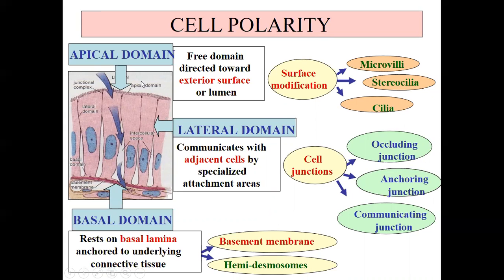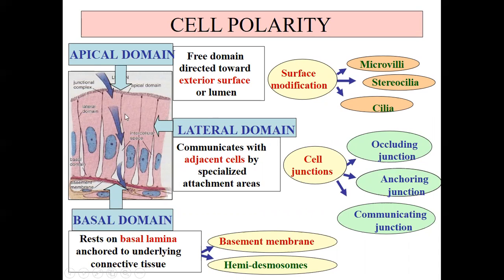Okay. So you can see here we have the apical domain, on the apical surface, and then we have the lateral domain here and the basal domain. The apical domain is a free domain, directed toward the exterior surface, or maybe toward the lumen. For the apical domain, there are three surface modifications that we're going to discuss later: the presence of microvilli, or stereocilia, or maybe cilia.